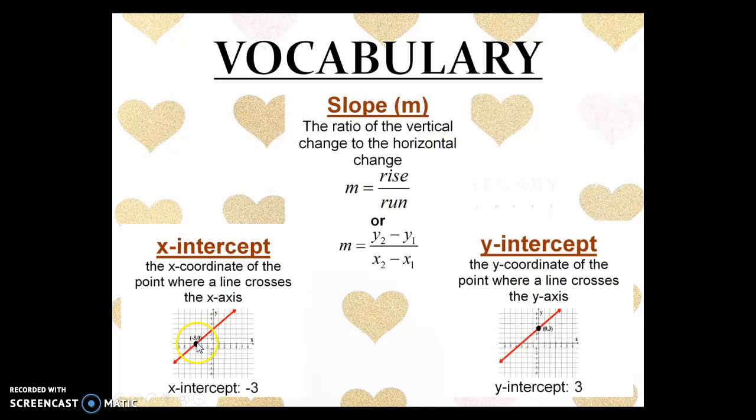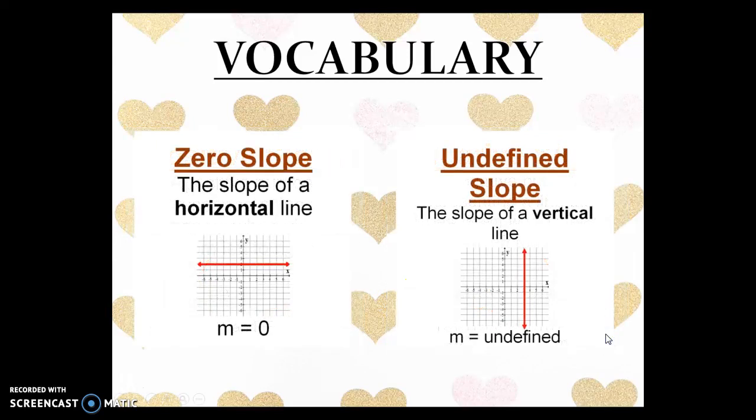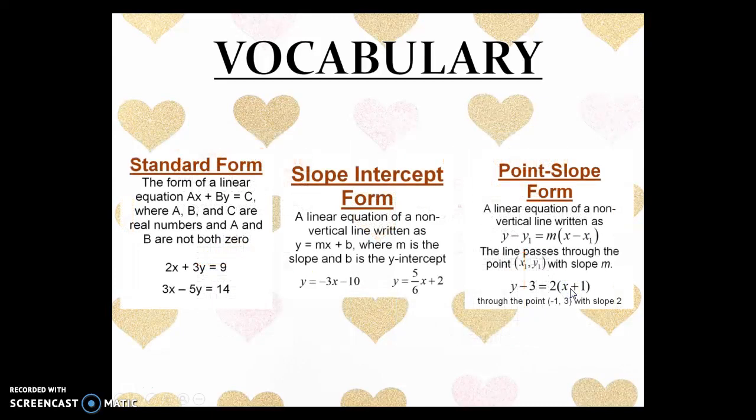X-intercept is where the line crosses the x-axis. Slope is rise over run. Y-intercept is where the line crosses the y-axis. Positive slope is when you read it like a book, it's going up. Negative slope, when you read it like a book, it's going down. Zero slope is like zero heartbeats, it makes a flat line. Undefined slope is straight up and down.